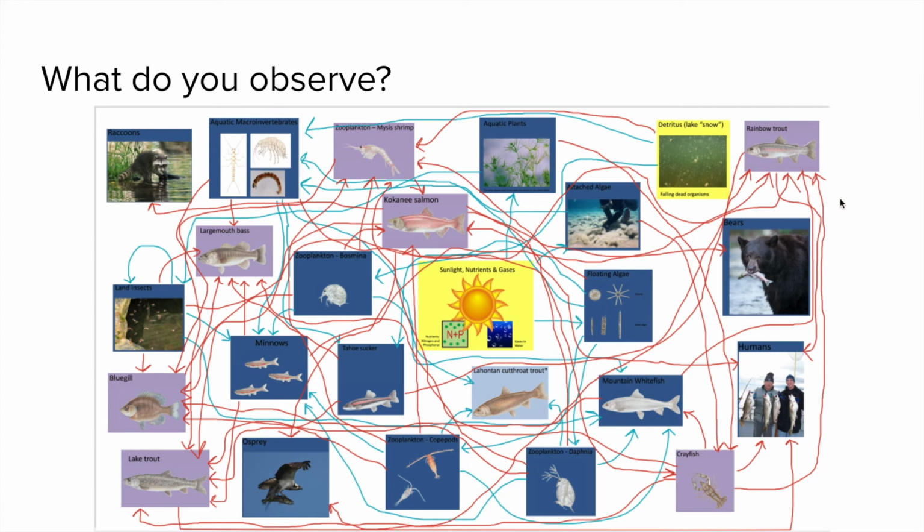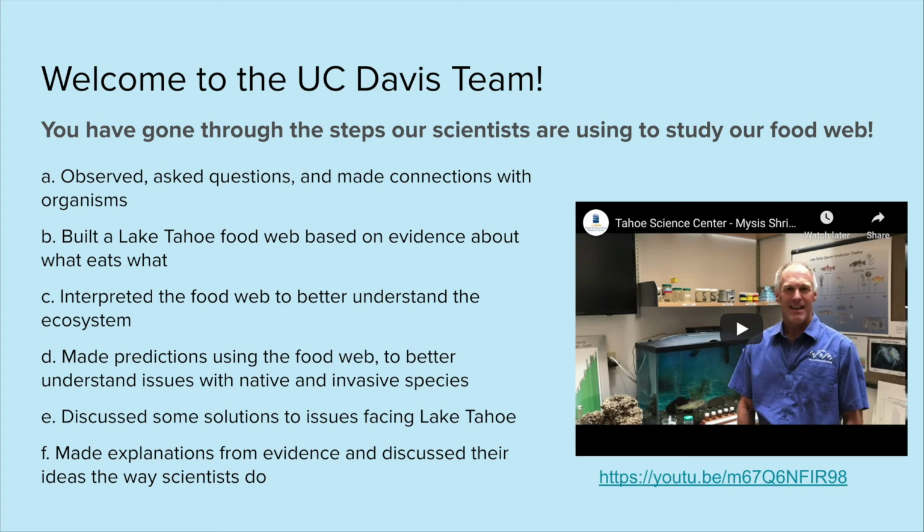So this rainbow trout is eating 5 of the organisms native to Lake Tahoe. It's only being eaten by 2, one of which is humans. So there have been a lot of changes to Lake Tahoe's ecosystem. And we have gone through a lot of them.